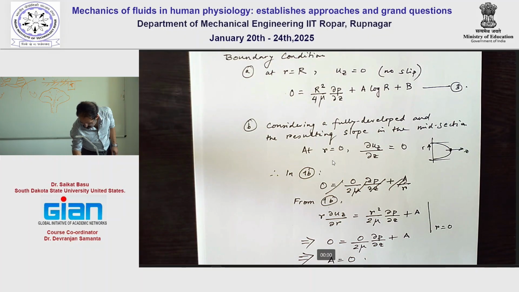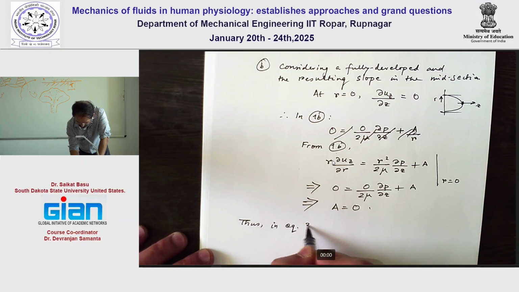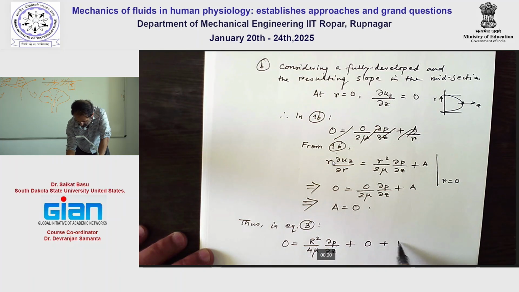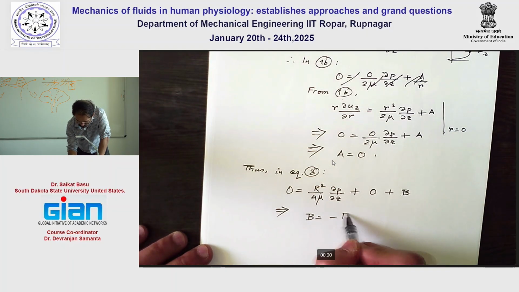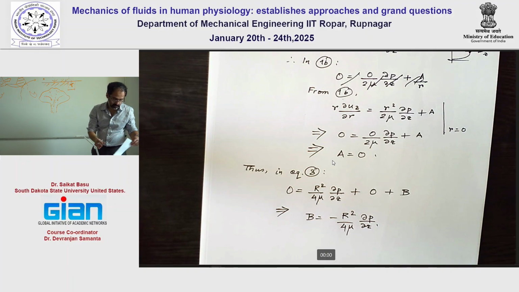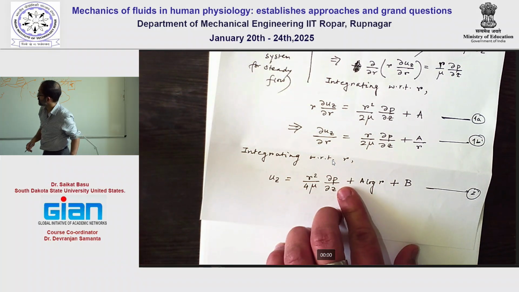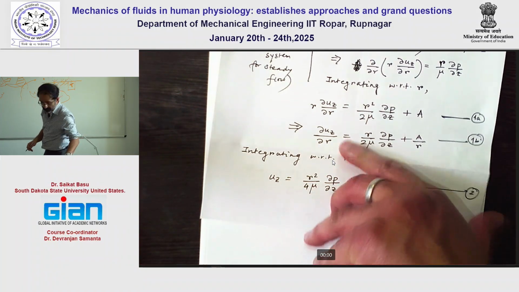So thus in equation 3, we have 0 equal to R square over 4 mu del p del z plus 0 for A, so B is minus R square over 4 mu del p del z. So we can now plug this value for B back into the uz formalism that we have developed in equation 2.